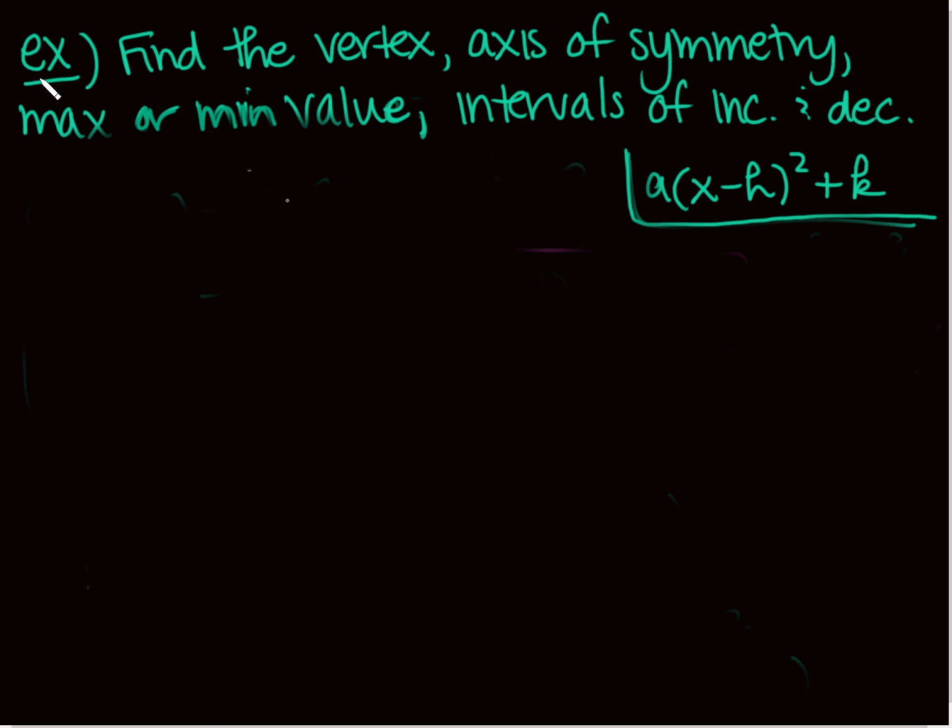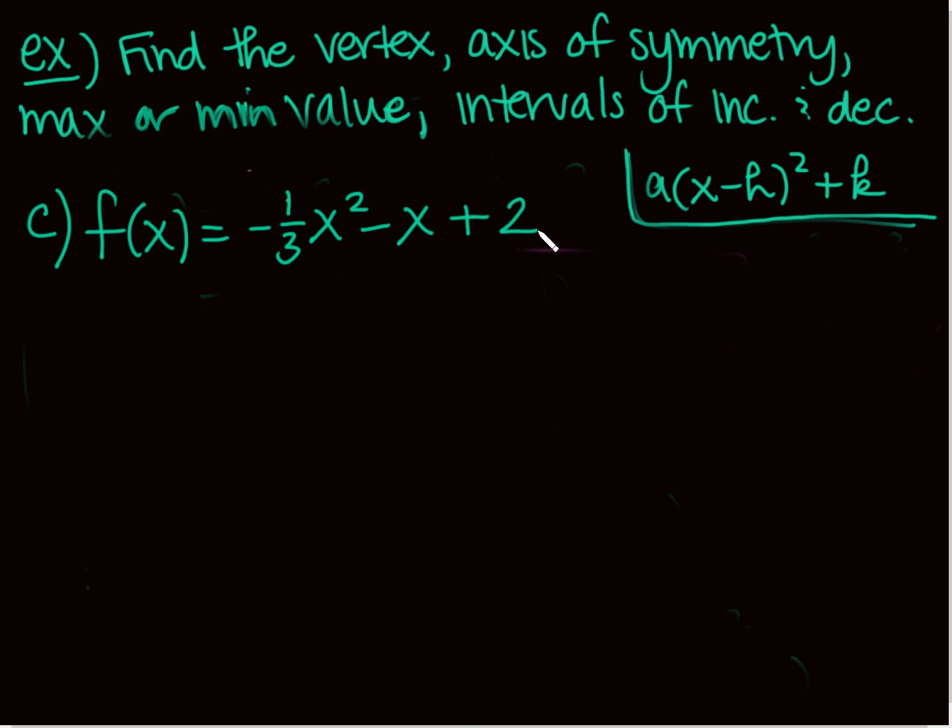How about that? So this is going to be technically part C, right? Part C. All right. So let's get crazy. Let's say we have f of x equals negative 1/3 x squared minus x plus 2. Oh man, we're getting crazy. Okay, but we're not scared. We can do this.